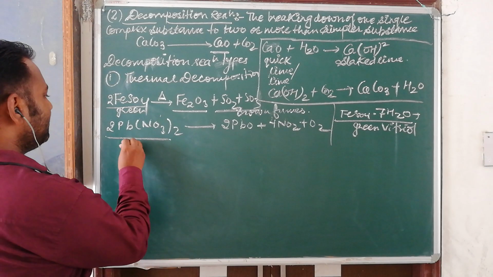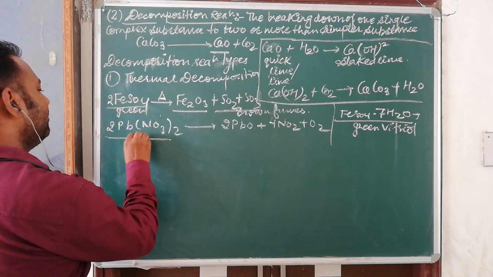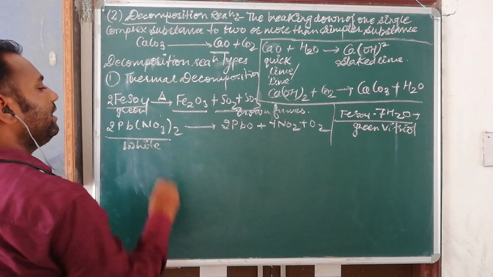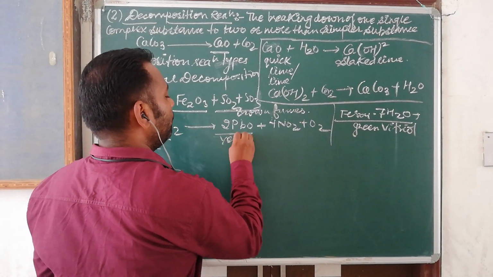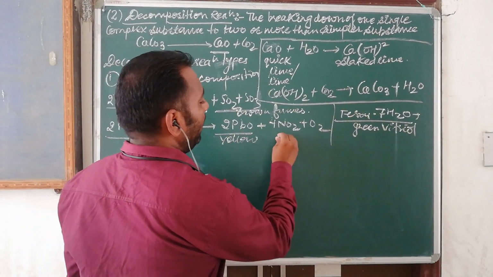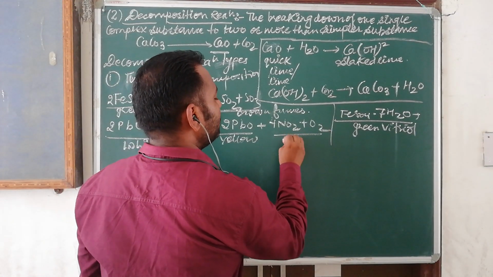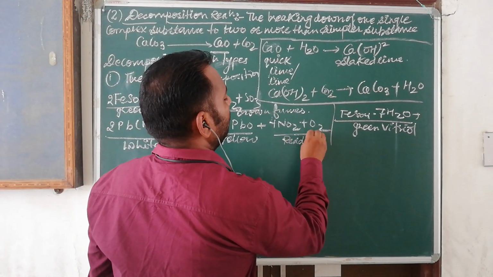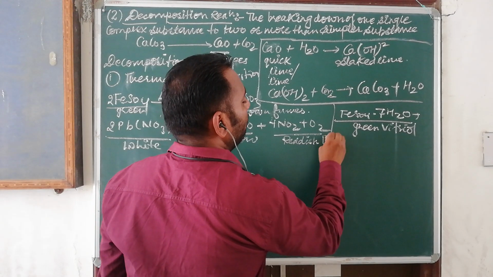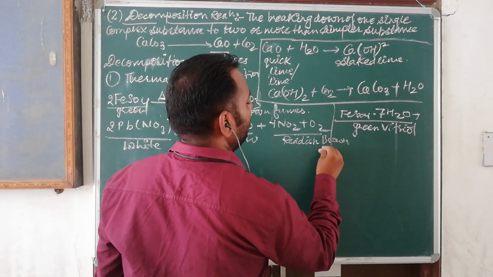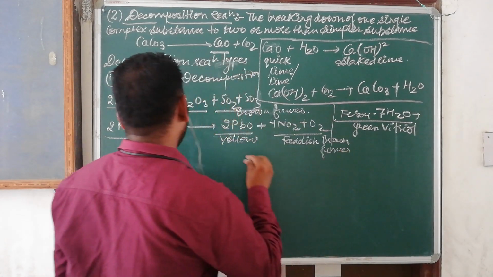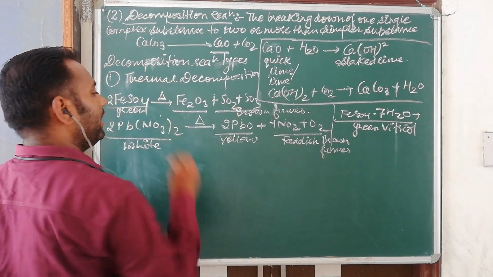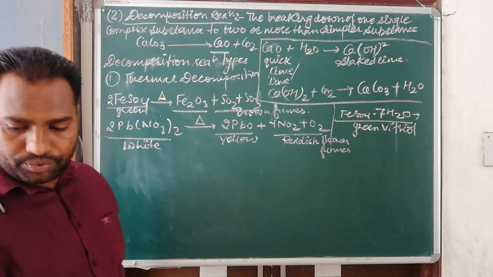Pb(NO3)2 is white in color, and PbO is yellow. NO2 forms reddish brown fumes. So this is also only due to heat.